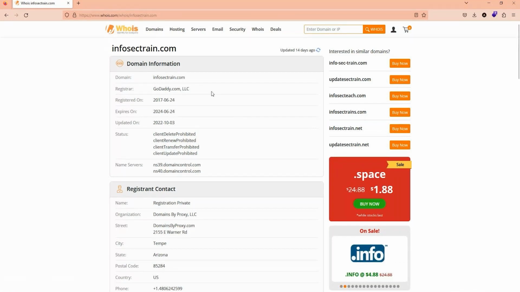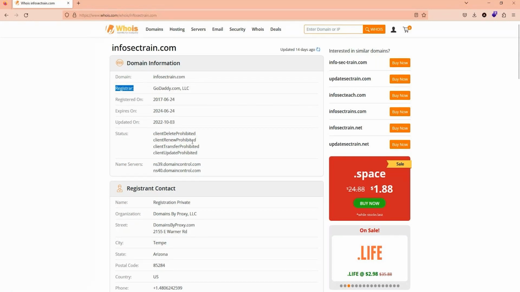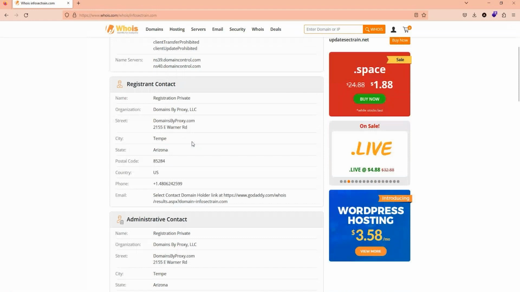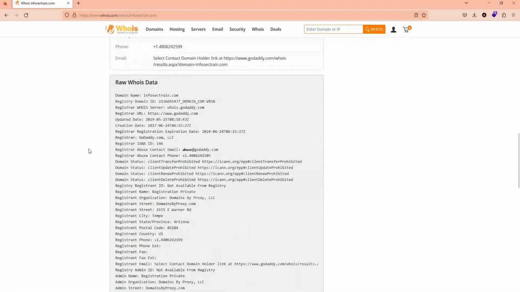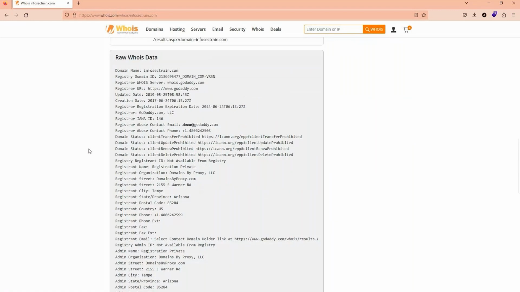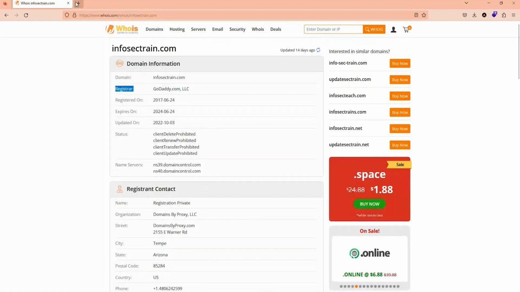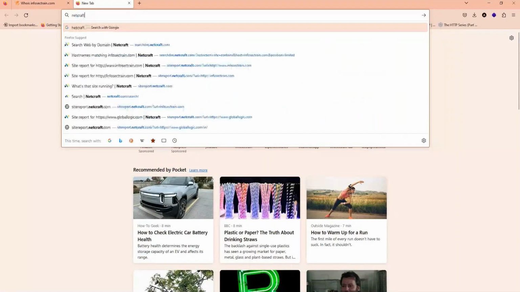So here we can see the domain name, the registrar information, registrant contact, administrative and technical contact, raw data of WHOIS, everything. Now, more detailed information you can find out on Netcraft. There is a website, Netcraft.